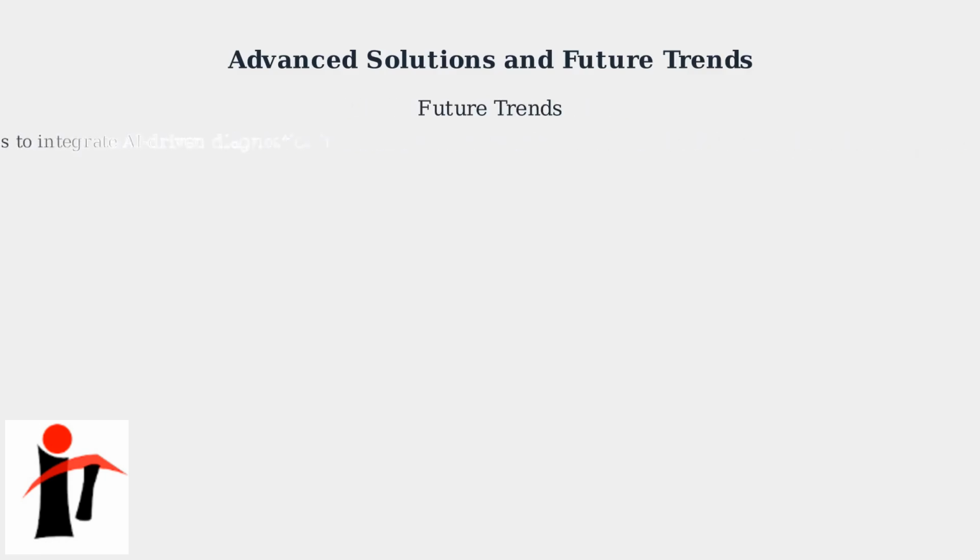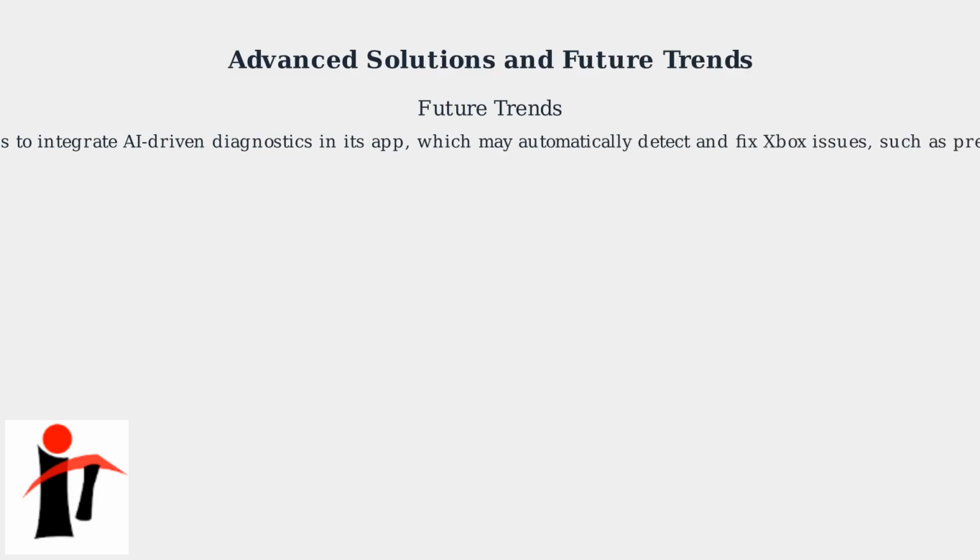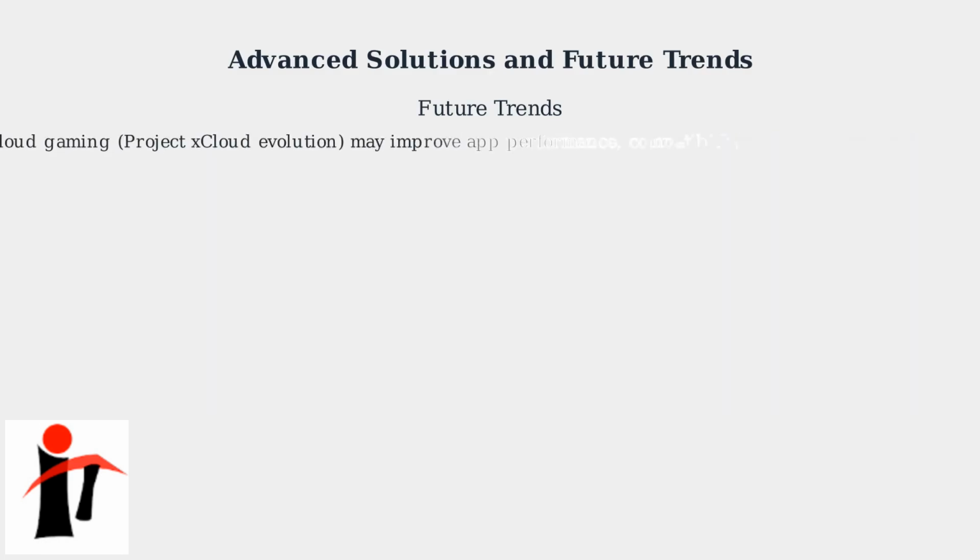Looking ahead, Spectrum plans to integrate AI-driven diagnostics in its app, which may automatically detect and fix Xbox issues, such as predictive buffering adjustments. While Xbox's focus on cloud gaming, Project xCloud Evolution, may improve app performance, compatibility hurdles with older Xbox One models are possible.